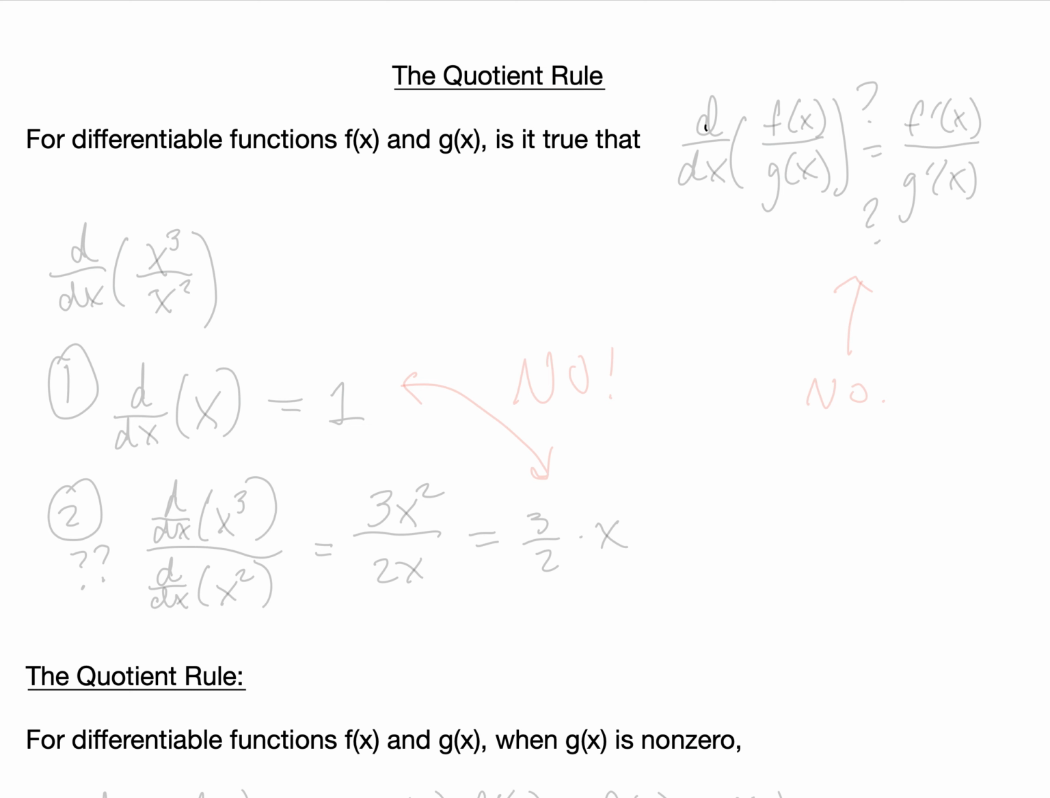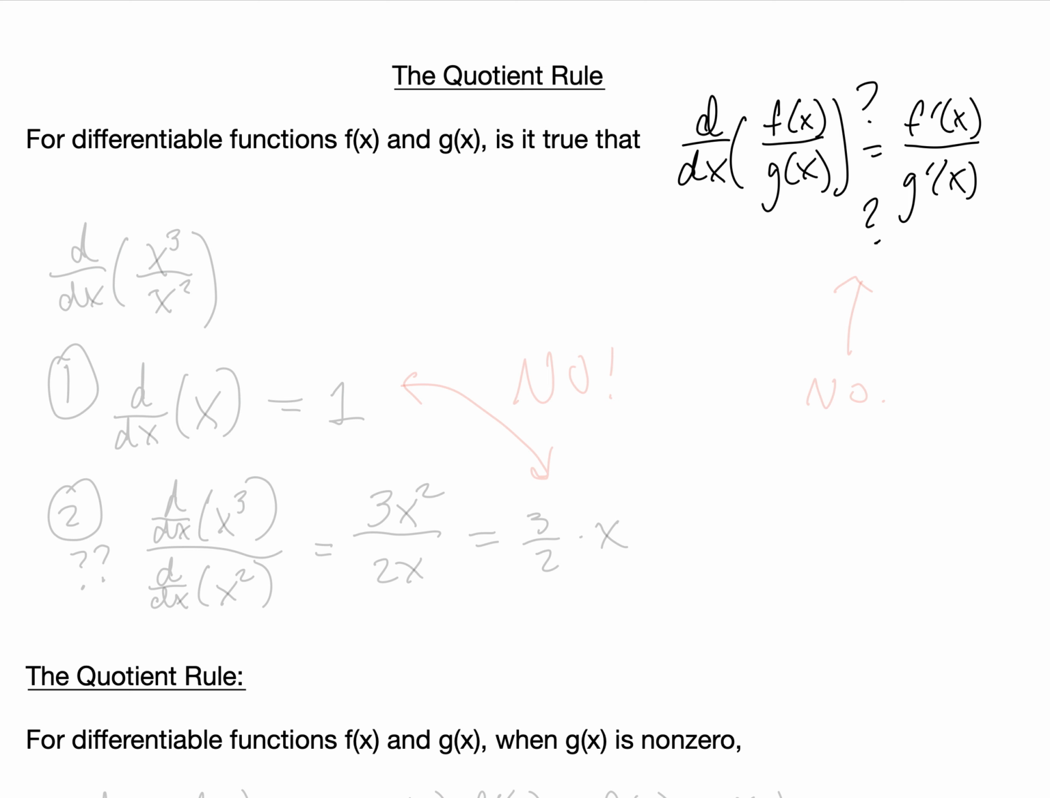In other words, is it generally the case that the derivative with respect to x of f of x divided by g of x is equal to the quotient of the derivatives, f prime of x divided by g prime of x? So that is our question, and to investigate that, let's look at a particular example.